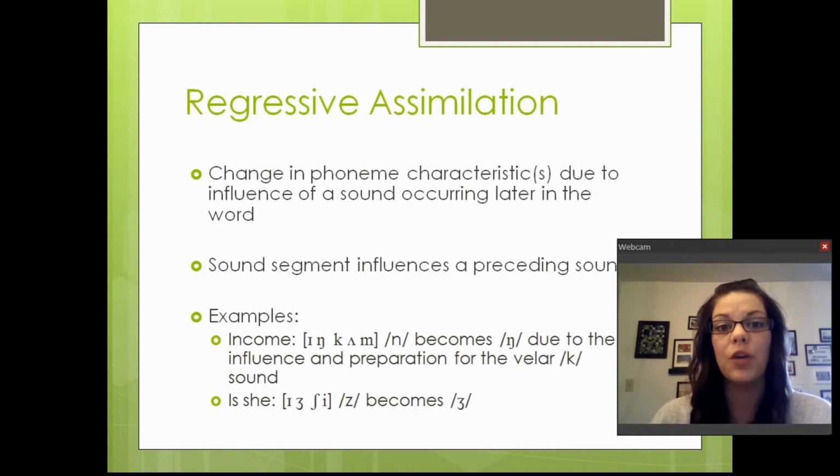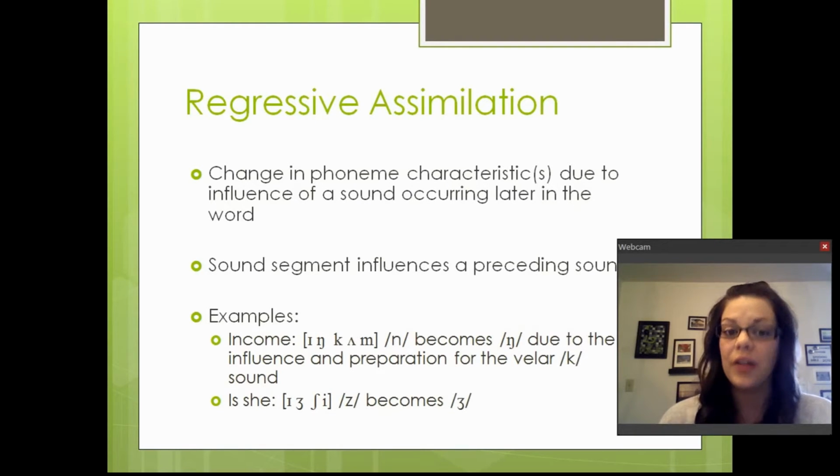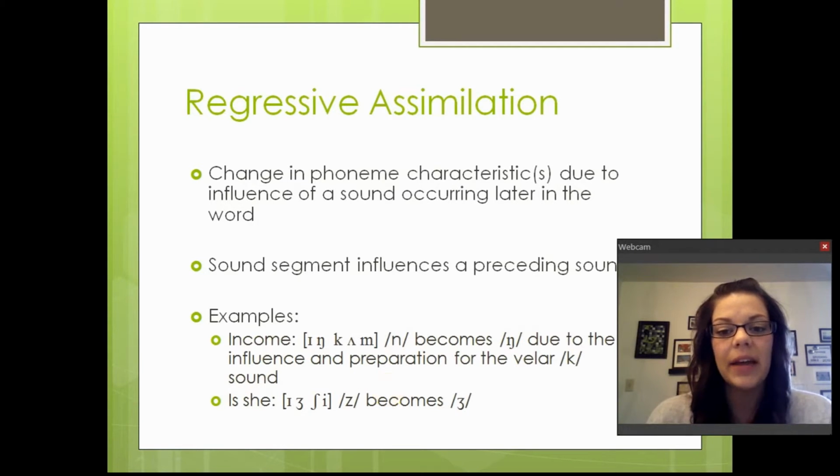Then we also have regressive assimilation. So that's going to be changes in the phoneme characteristics due to influence of a sound occurring later in the word. So the sound segment influences a preceding sound. For instance, income, we might say the in becomes an ing due to the influence and preparation of that K, the velar K sound. Income versus income. Is she might change to is she. So the Z phoneme becomes the Z sound, like in measure.